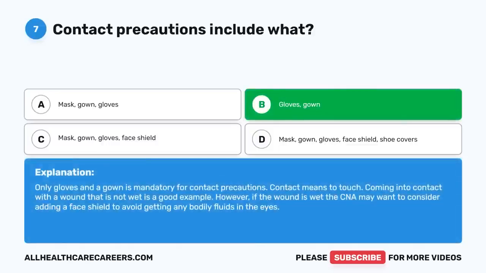Only gloves and a gown is mandatory for contact precautions. Contact means to touch. Coming into contact with a wound that is not wet is a good example. However, if the wound is wet, the CNA may want to consider adding a face shield to avoid getting any bodily fluids in the eyes.